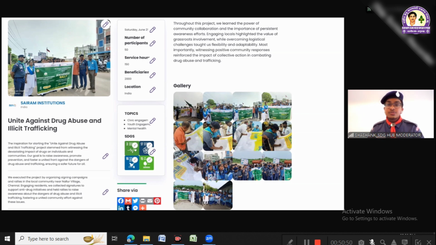Apart from that, as I mentioned, all of you can put your respective states, city, town with your PIN code so that it will help us identify the root area of project implementation. Apart from this, you will see the topics of civic engagement, youth engagement, and health mentioned there.